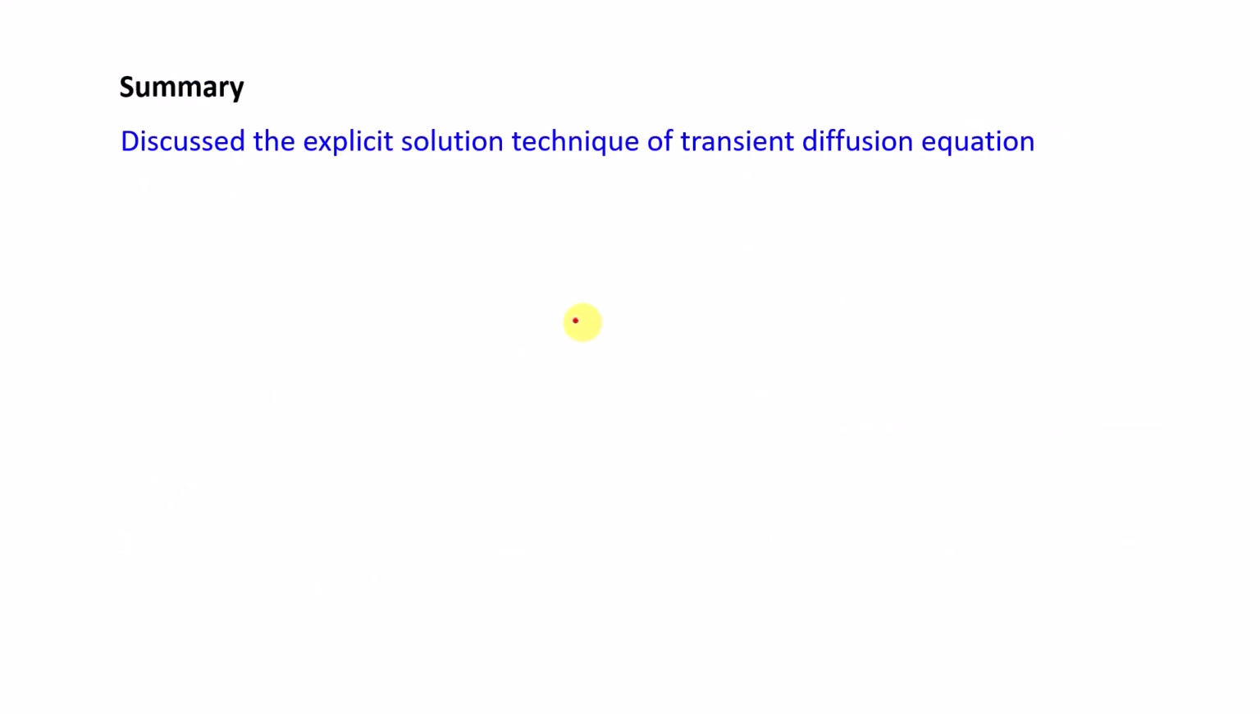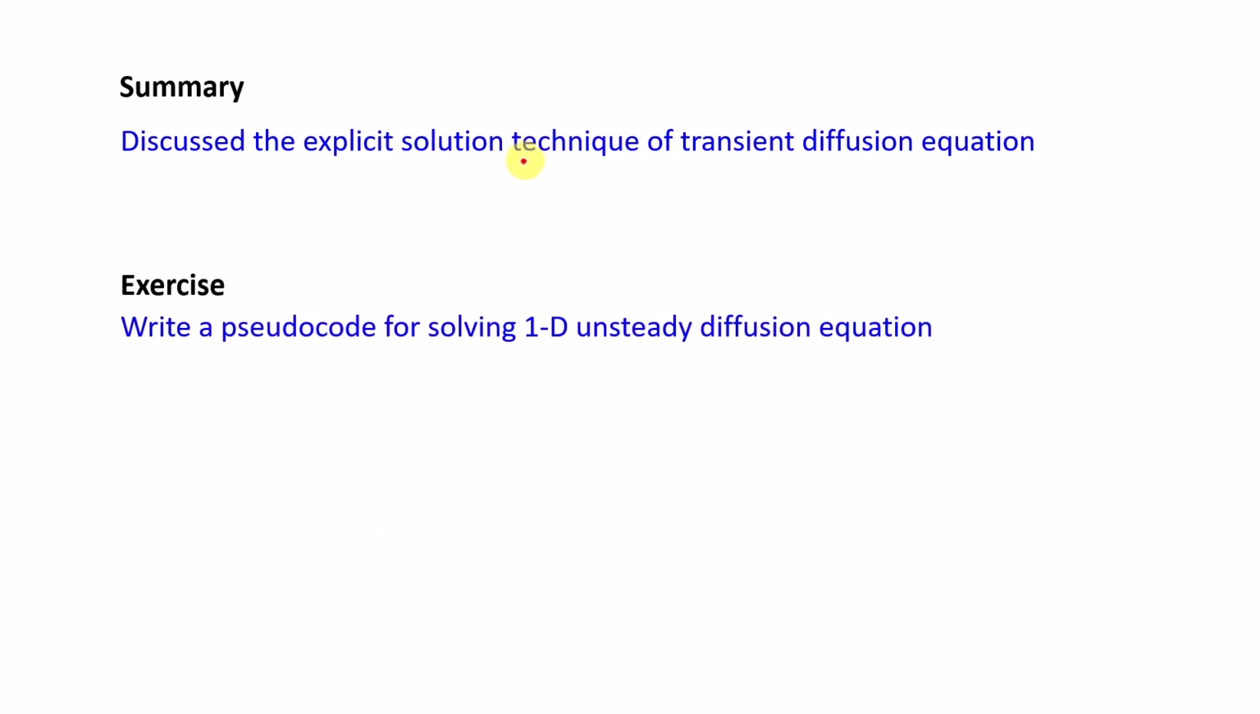So now we have seen the explicit solution technique for the transient diffusion equation. And for your exercise, you can write this program that I have shown you and play around with it. If you cannot, then write a pseudocode for solving the one-dimensional unsteady diffusion equation using the explicit scheme.